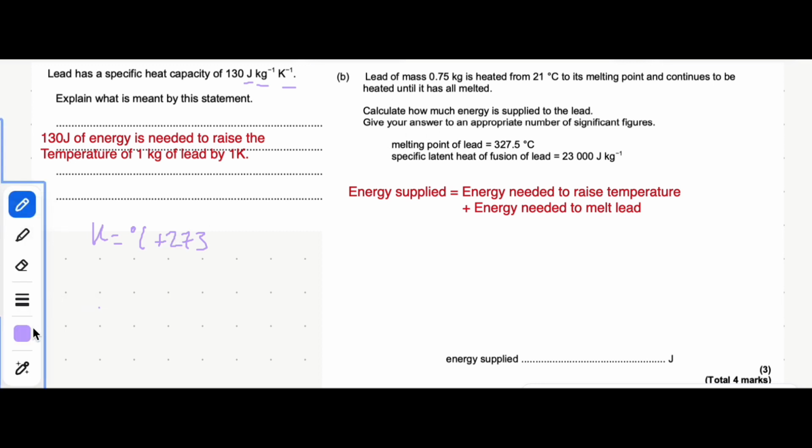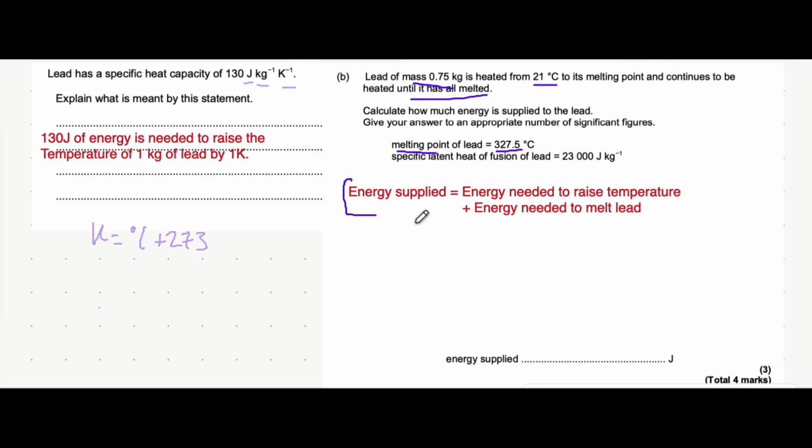Great, let's move on to the calculation part of the question, which is where most students struggle. So it's given you the mass of lead. It's told you that it's heated from 21 degrees until its melting point, which is also provided to you. On top of that, it tells you that more energy has to be supplied in order for it all to be melted. So I've written out this worded equation to help us.